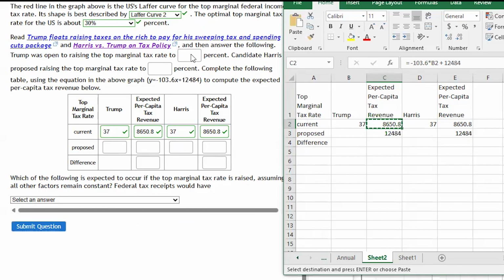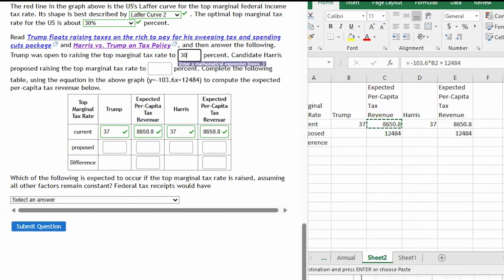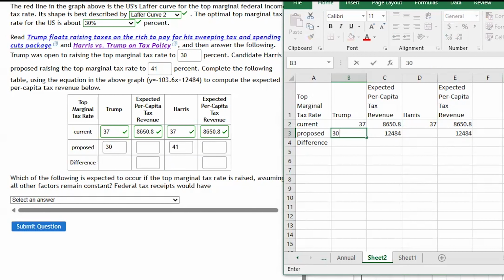Now, suppose you answered this 30% because Republicans like to give the rich tax cuts. And you answered this as 41% because Democrats like to tax the rich and make them pay a fair share. Then this would have been 30 and this would have been 41. So over here, I'm going to type 30 and here 41. And then this is the difference. And this is the difference.